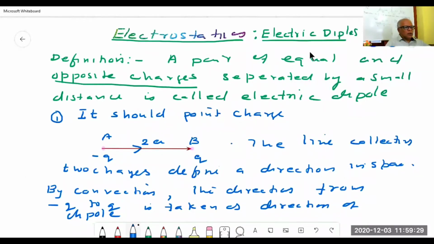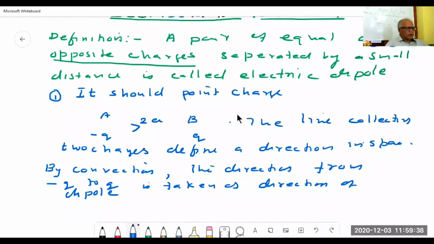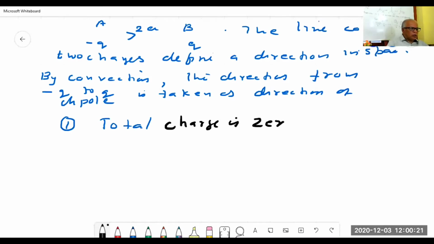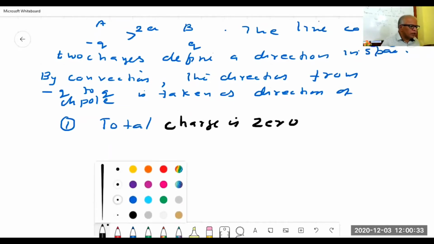Next is the dipole moment. Before that, first point: the total charge is 0. That doesn't mean that the electric field is not there. There is an electric field due to the dipole. That is why we are interested in it.